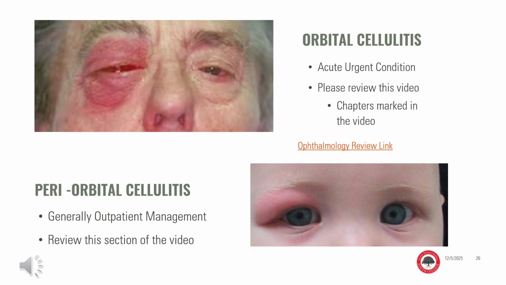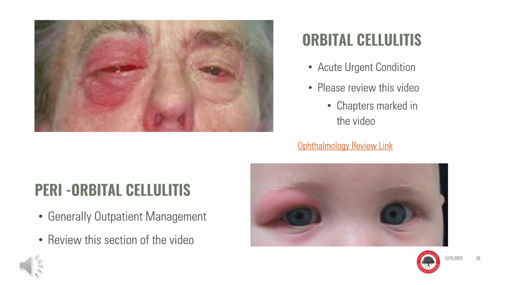I see two problems that are not included on this exam, and I'm assuming they're included in other places in your program, but they're important for you to know in primary care. They're orbital cellulitis and peri or pre-orbital cellulitis. Orbital cellulitis is an acute urgent condition. You can see a picture of it. It involves cellulitis that's moved into the orbit, and it's an emergency.